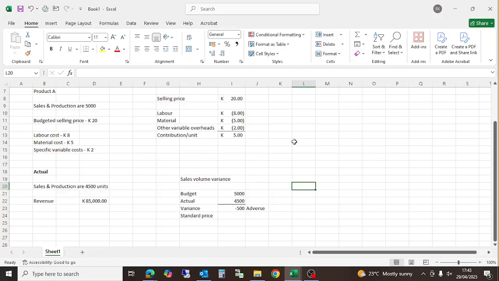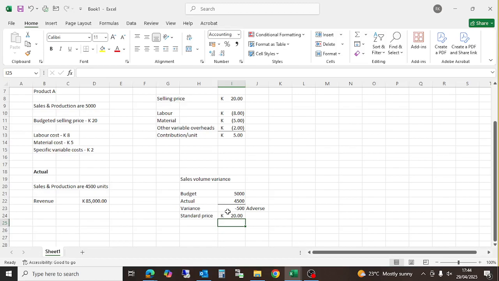So it's practically a law in variances. I know there's no constitution, but I just like putting it like that. It's practically a law in variances that every time you calculate something based on units or usage, for you to value it, you need to use the standard cost or the standard price. By standard price, I'm talking about the budgeted price, the selling price in the budget, not in the actual. So the selling price that we are going to use here is the 20 kwacha, whether they've given us a selling price for our actual or not.